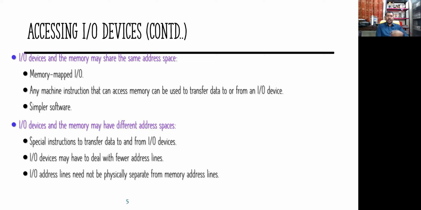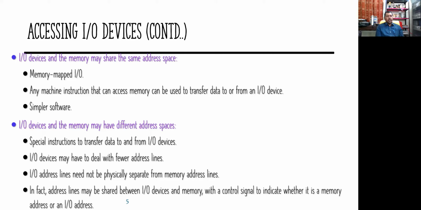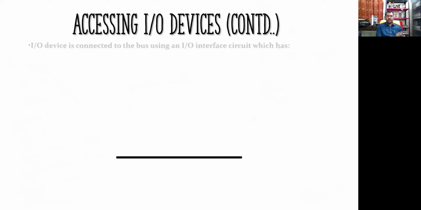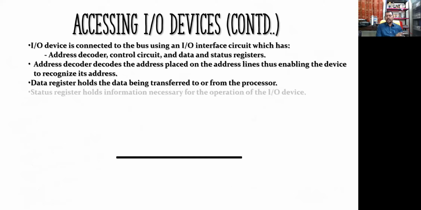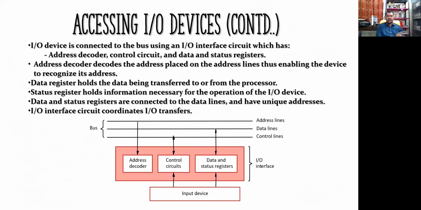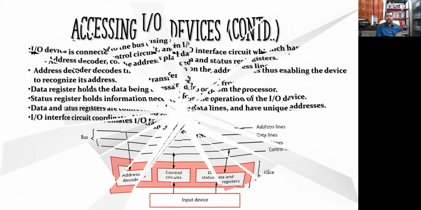Input output devices may have fewer address lines, the same address lines, but they might be small. Input output address lines need not be physically separate from memory address lines. In fact, address lines are shared between input output and memory, right? They are not taken otherwise. So for accessing input output devices, we require these interface circuits: address decoder, control circuit, data register, and status registers. They are like this.